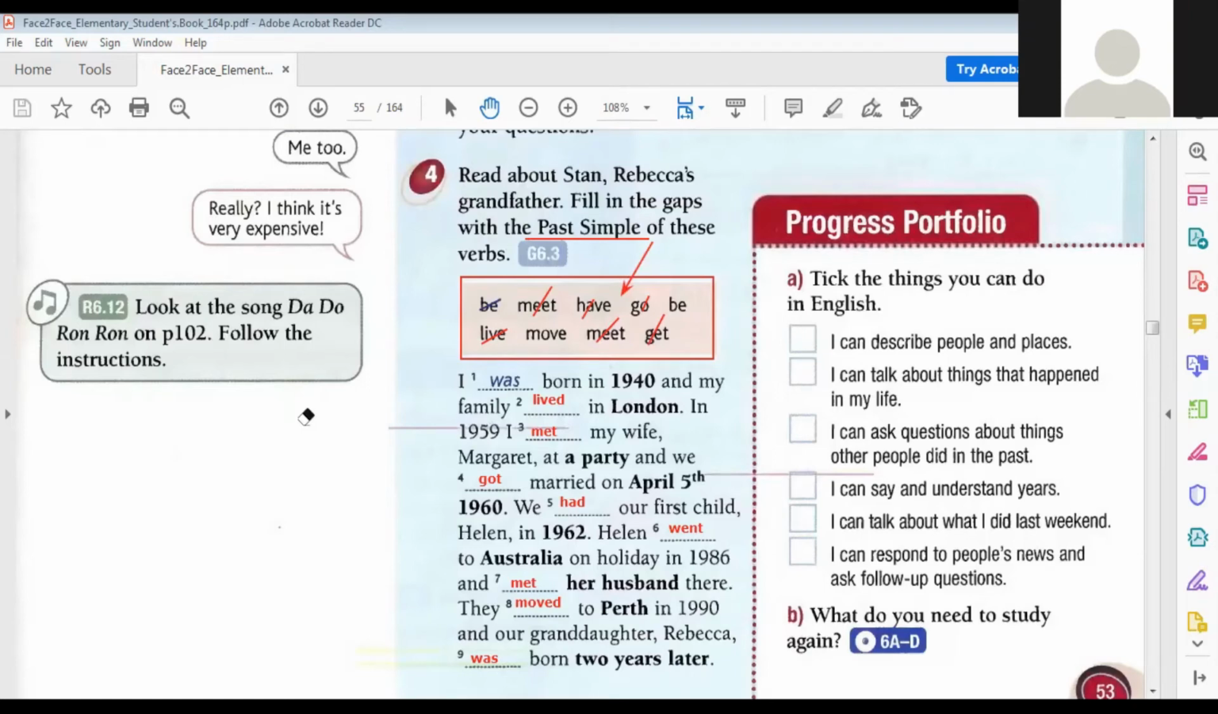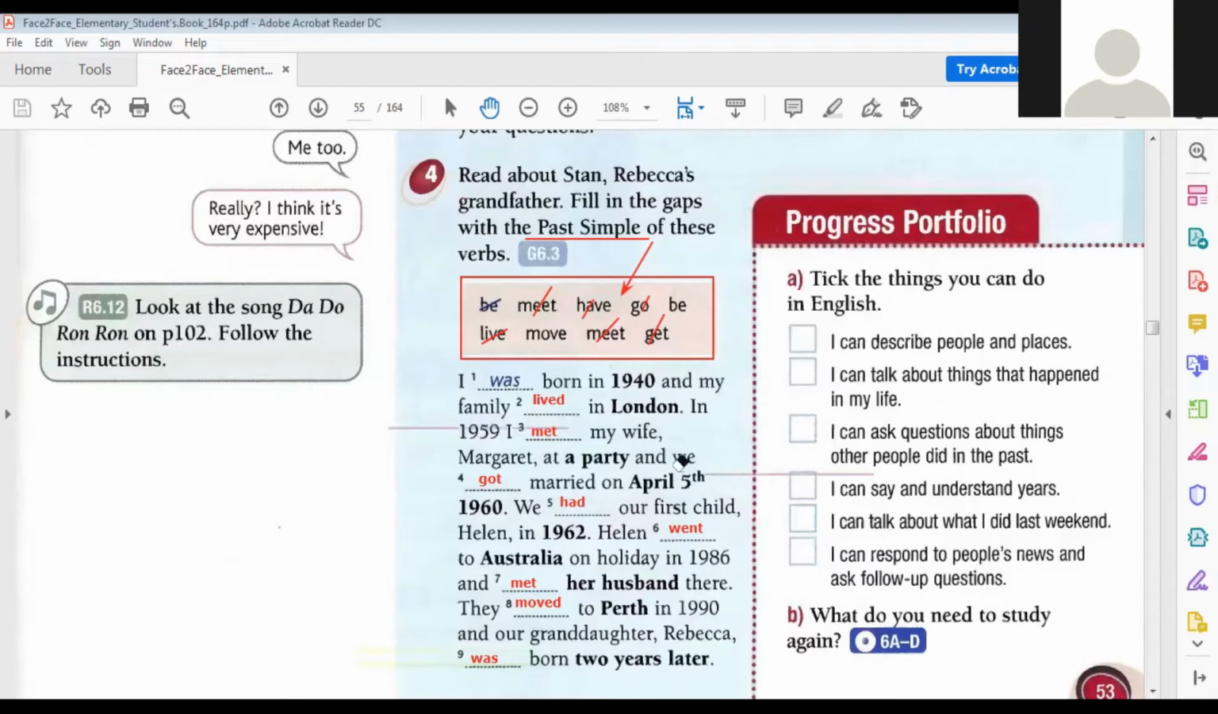Right. Can you please read the story for us? Okay. I was born in 1940 and my family lived in London. In 1959, I met my wife, Margaret, at a party, and we got married on April 5th, 1960. We had our first child, Helen, in 1962. Helen went to Australia on holiday in 1986 and met her husband there. They moved to Perth in 1990, and our granddaughter Rebecca was born 2 years later. Nice. Very good.